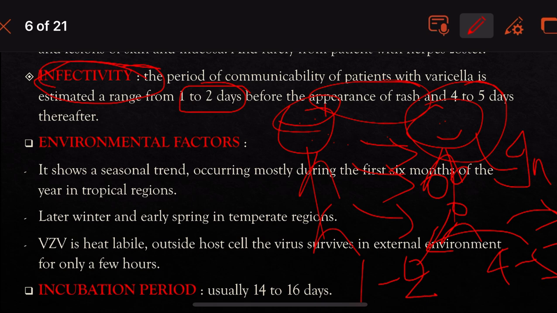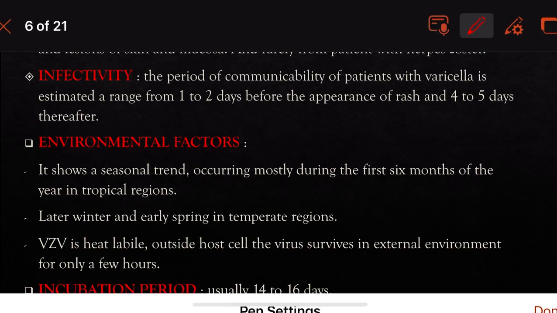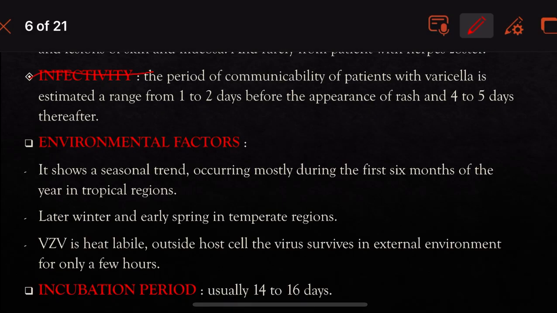So the infectivity period: how long is this person actively infective, able to spread to another person? It is 1 to 2 days prior to 4 to 5 days after. Guys, don't confuse this. This is infectivity and this is the incubation period.